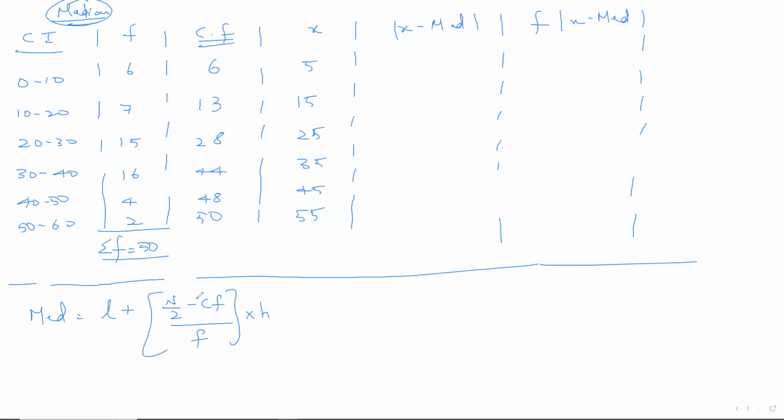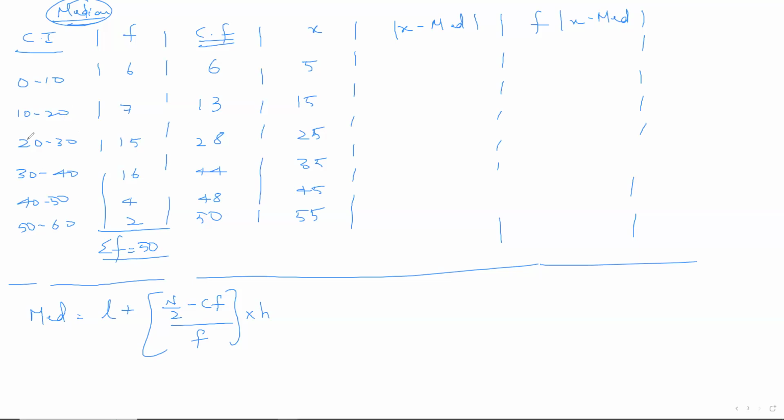L means lower limit. N means summation of f, 50. CF meaning cumulative frequency. f meaning frequency. h meaning class size. So from 0 to 10, it is 10. From 10 to 20, again 10 things. How do you find this? 20 minus 10, 30 minus 20. So that h is called the class size.